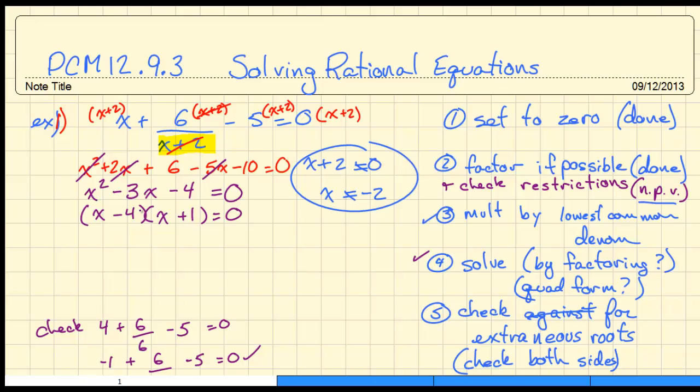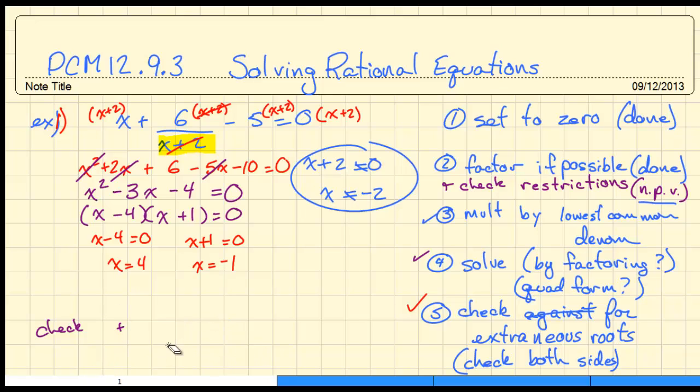If those are my factors, we're only a step away from the solution, and those solutions will be where x minus 4 is equal to 0, and x plus 1 is equal to 0. That means x equals 4, and x equals negative 1. We check against any restrictions, so x can't be negative 2. That means these are okay. And then we check our solutions.